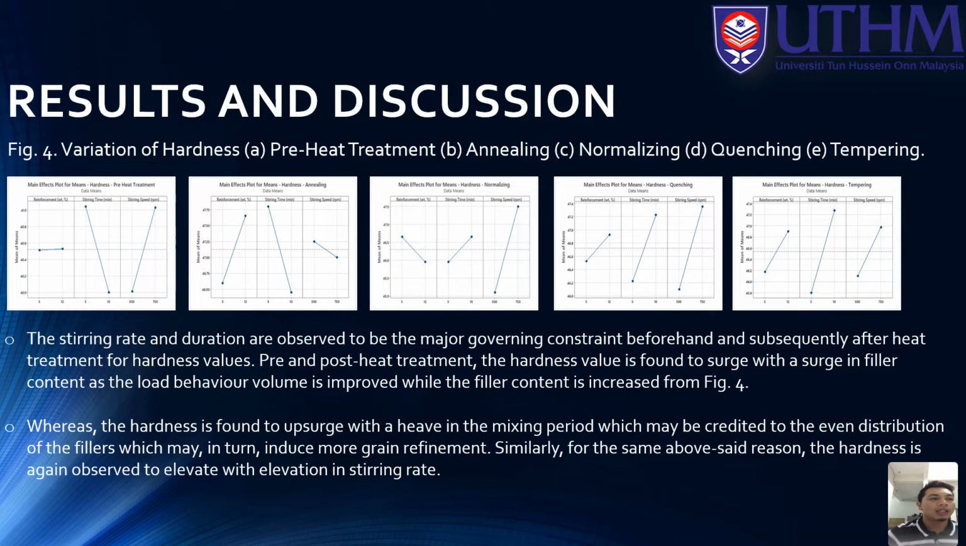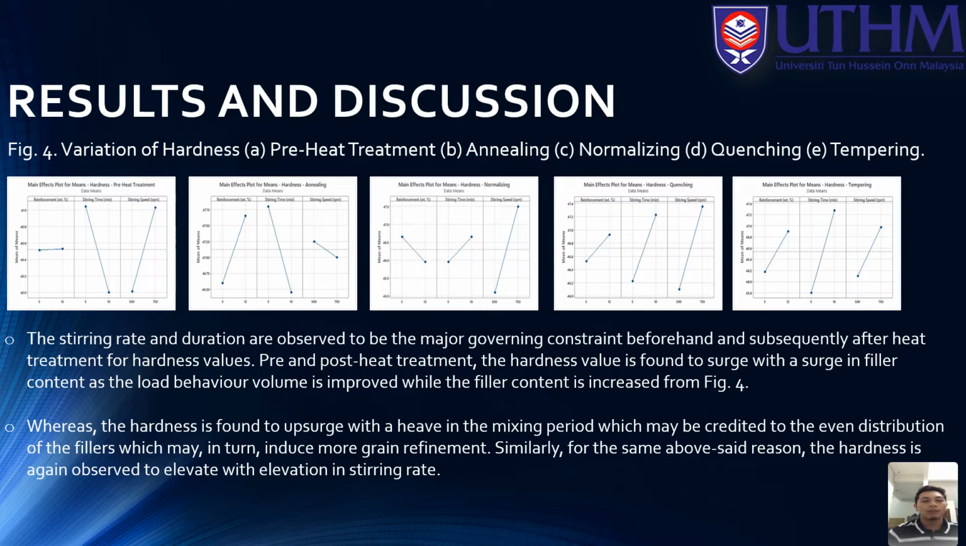This is Figure 4, variation of hardness: pre-heat treatment for B, annealing for C, normalizing D, quenching, and for E is tempering. So as you can see in the table, the stirring rate and duration are observed to be the major governing constraints before and after heat treatment for hardness value.